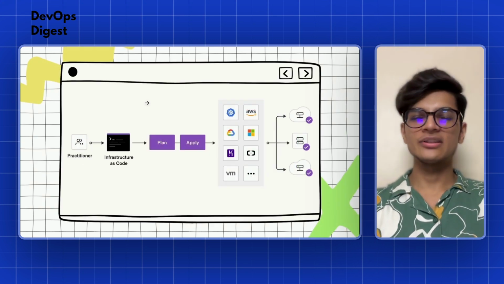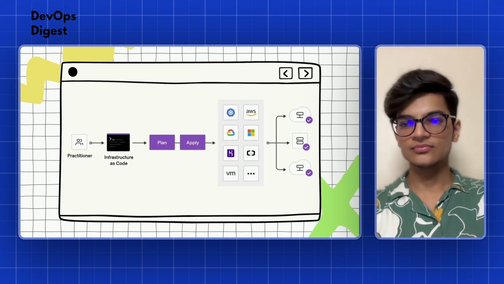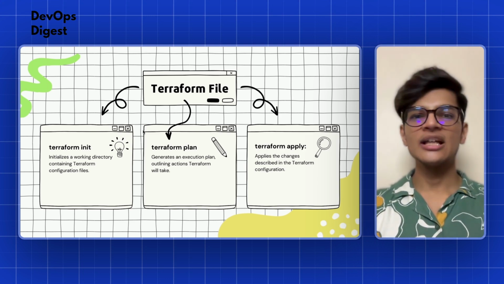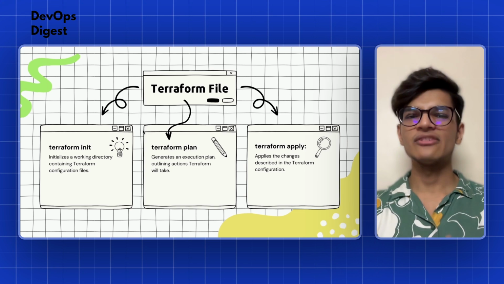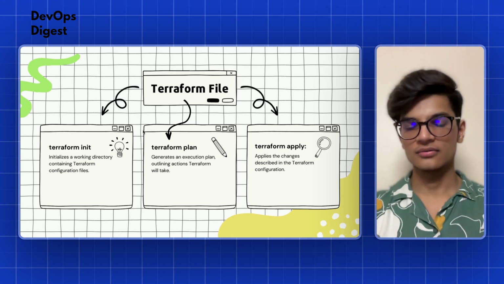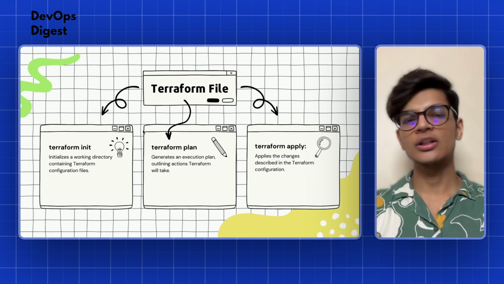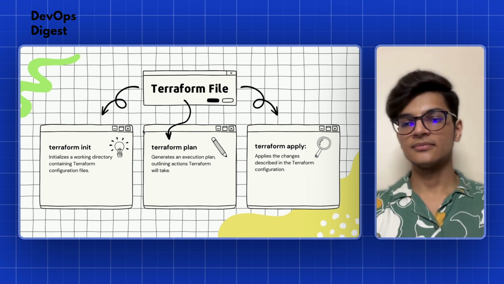Here is a visual representation of how Terraform or IAC works. Once our configuration file is ready, we'll run terraform init to initialize our project, followed by terraform apply to create our infrastructure. Terraform will plan and execute the creation of the resources, providing a detailed output of the processes.